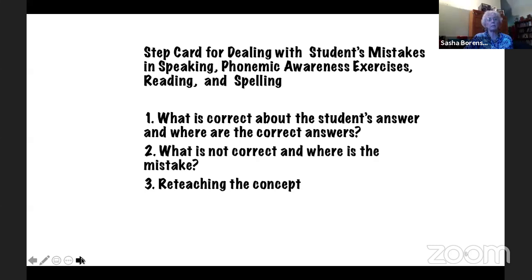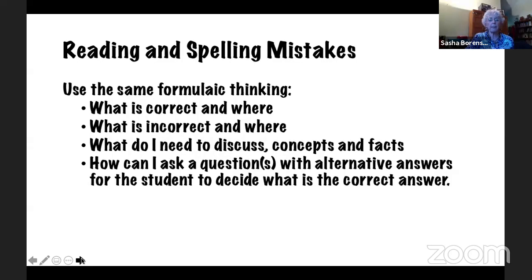Okay? Now, we're back to the same questions that we did a week or so ago about student mistakes. And there's three things that we always want to say to ourselves. What was correct and where was it correct in their answer? What was incorrect and where was the mistake? And then how do I reteach this? How do I ask questions? What are the tools in my toolbox that I can use to get my student from their mistake to a place where they can think through the correct answer? And that's our formula.